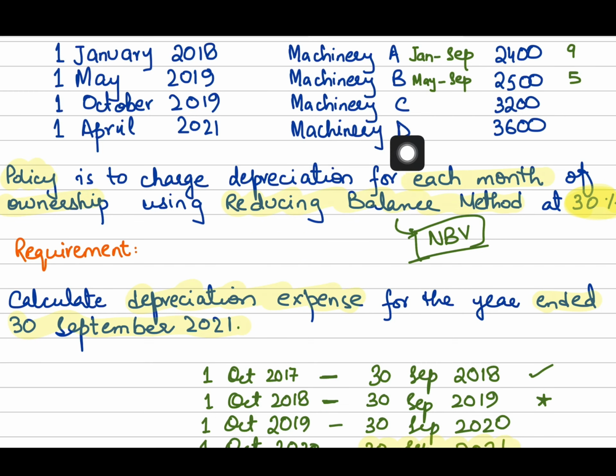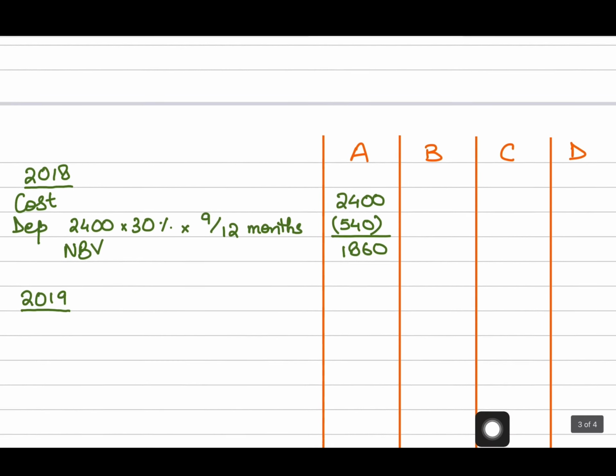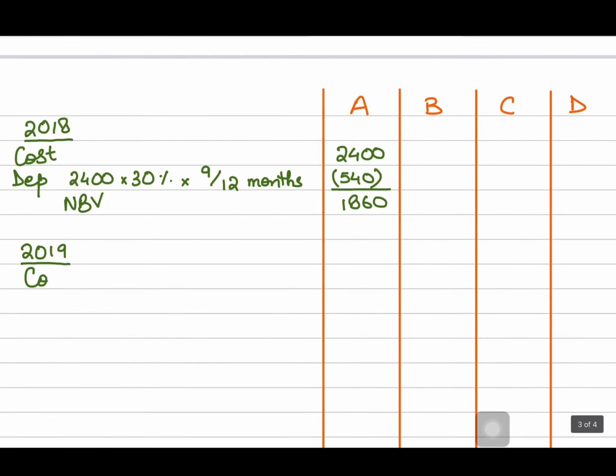Right now we are standing on May 1st 2019 for the year ended 30th September 2019. So first of all, let's charge depreciation on the new asset. The cost of this asset is 2500. We will write this in column B. Now in order to calculate depreciation on this asset, we will multiply the cost with the percentage rate, and then we will multiply it with the number of months as well, right? So from May till September, how many months are there? 5 months. Divide by 12 months. This means that my depreciation is 312.5.